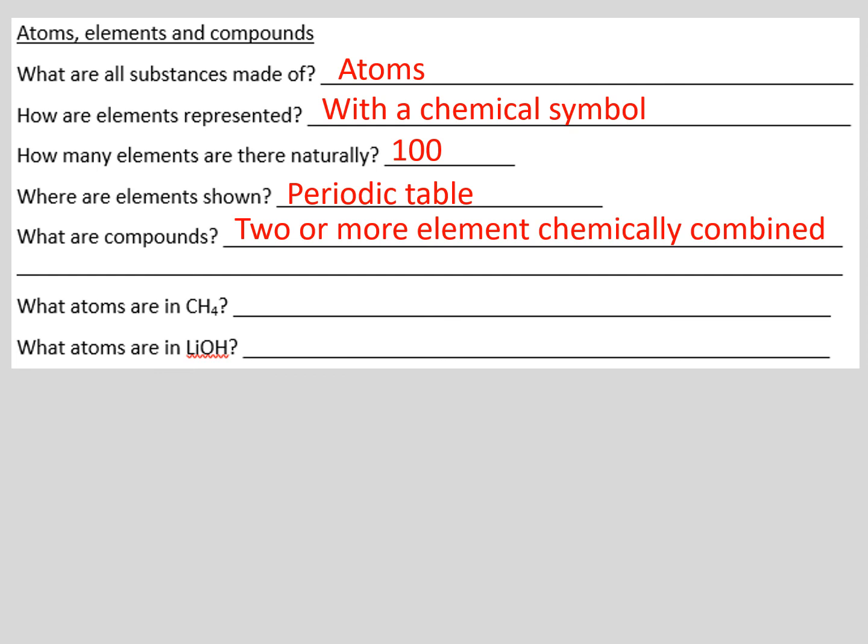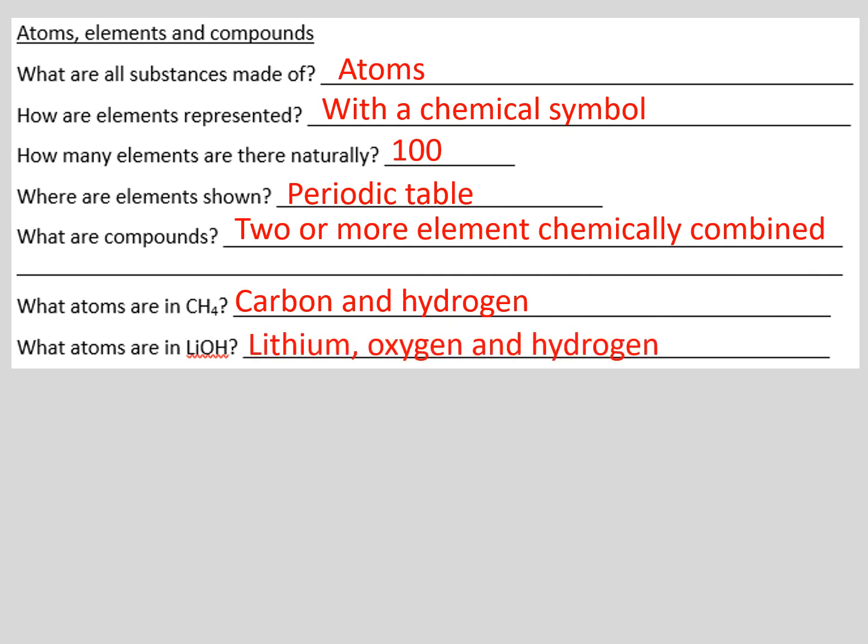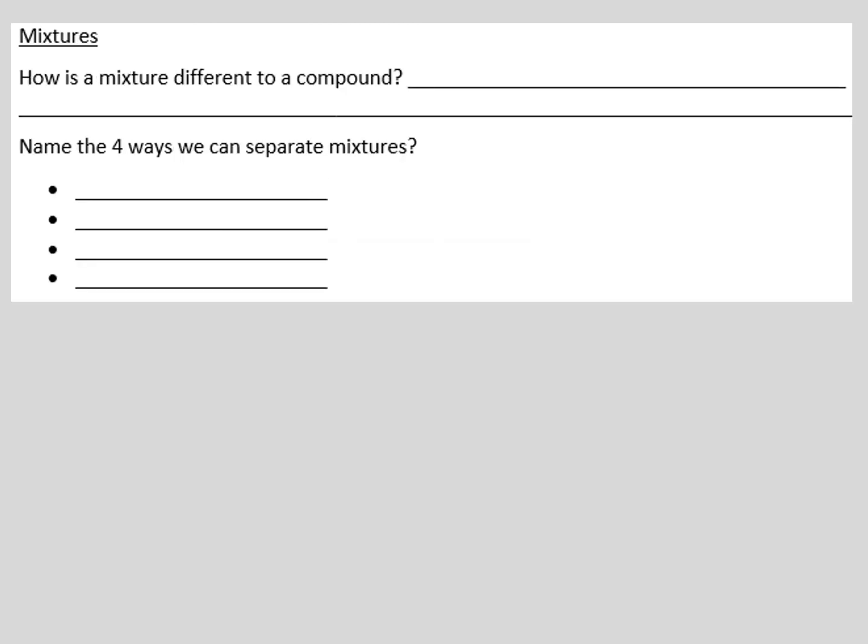What atoms are in CH4? C is carbon, H is hydrogen, carbon and hydrogen. What atoms are in LiOH? Li, lithium, O, oxygen, H, hydrogen. Tick, cross, correct. Okay, you can pause or rewind at any point, remember.